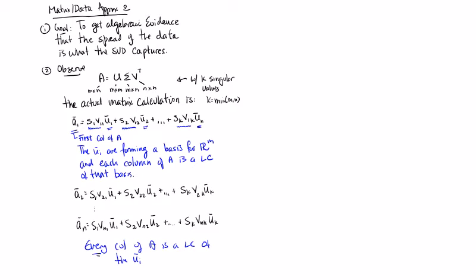So this is what we see. Let me summarize some things we've just said, and then some additional things. Again, each column of A is built from the basis that's made up of the U's.